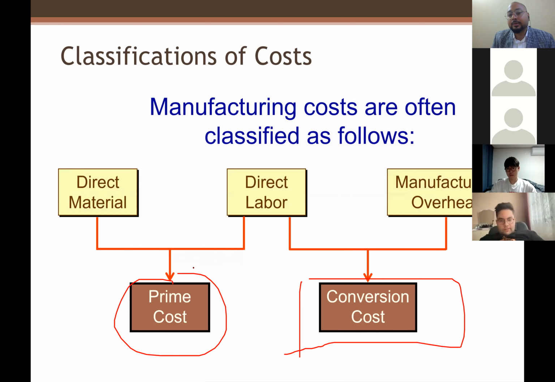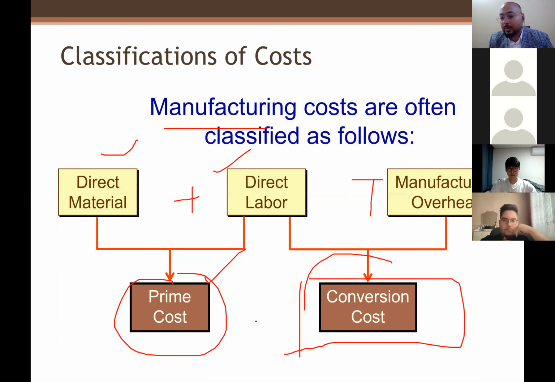So prime cost is equal to direct labor and direct materials. If we add it, we call this prime cost. So in a manufacturing facility, the biggest cost is direct material and direct labor, right? And if we add direct labor plus manufacturing overhead, it is called conversion cost.